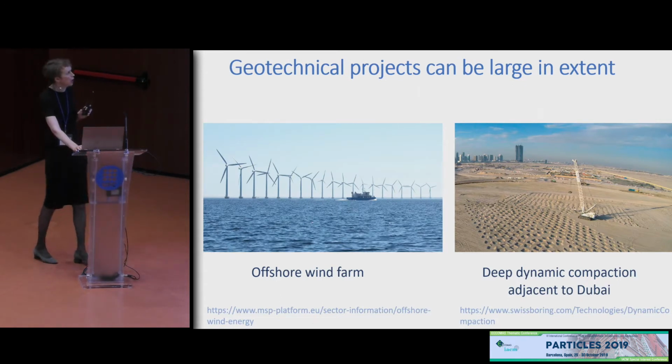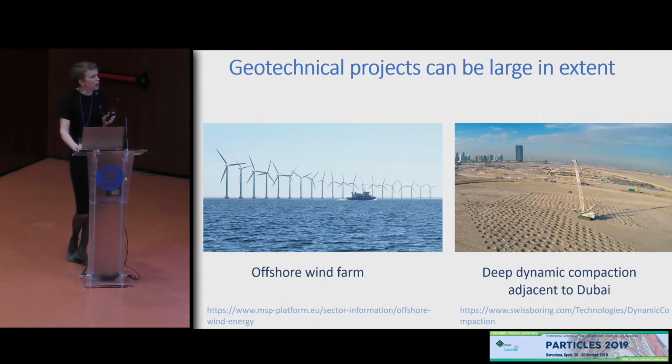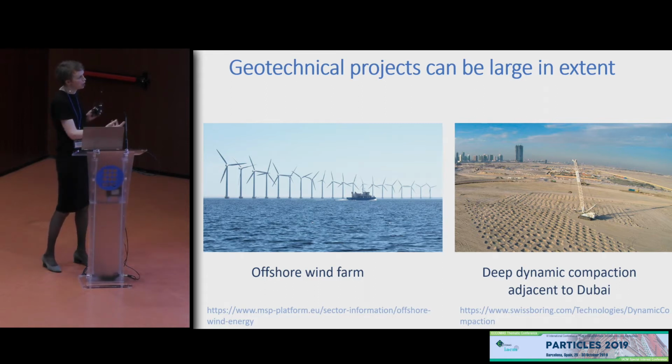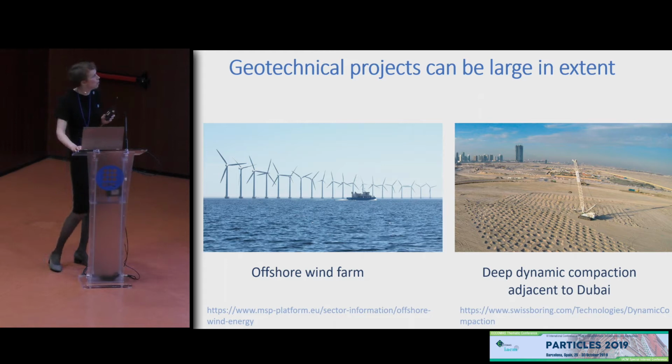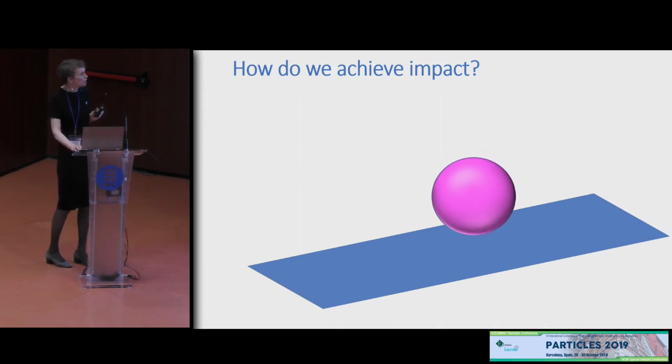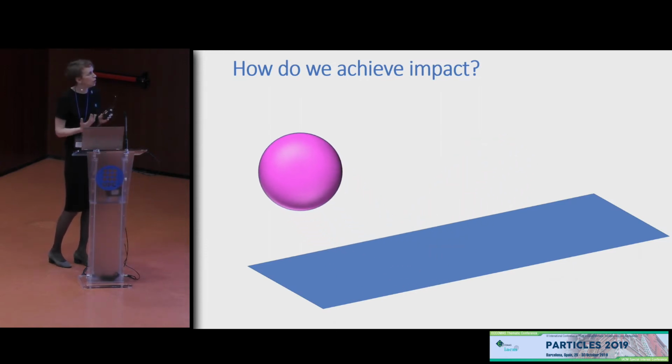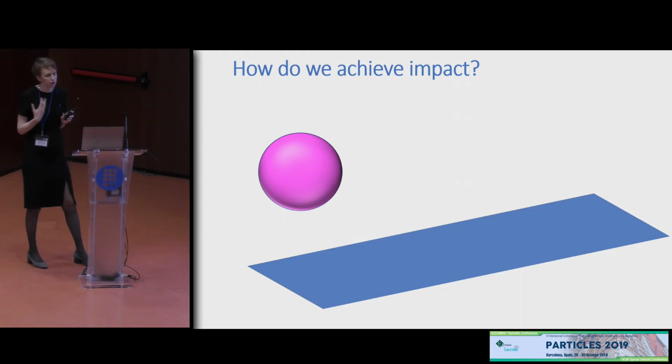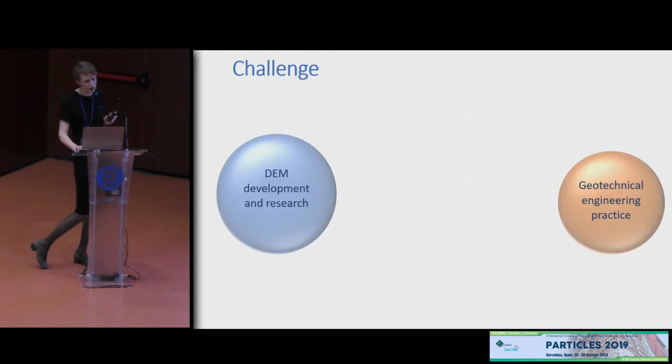Another challenge posed to us is just the extent of the project. We saw this with the dams, but we also see this with development turbines or compaction of large straits of sand to enable construction. So how do we achieve impact when we're looking at this natural material and the project is such a large scale?